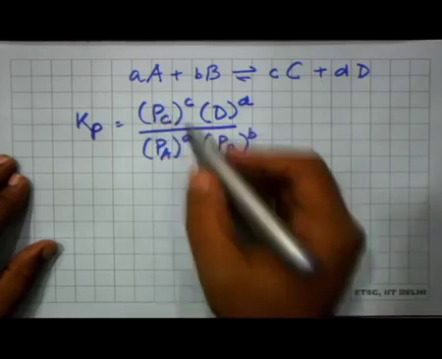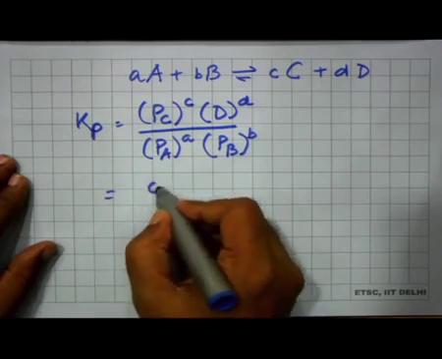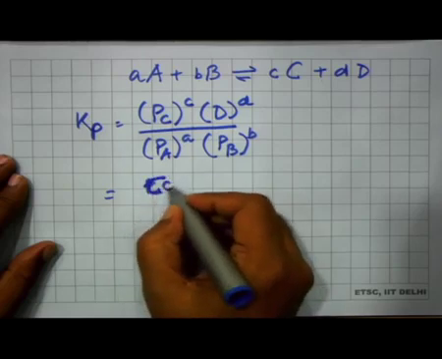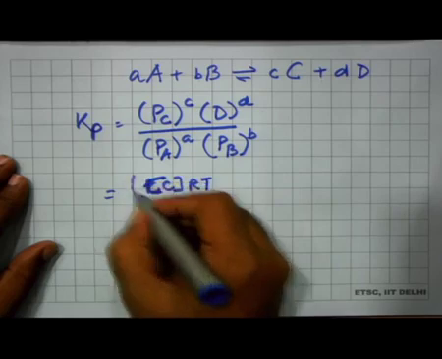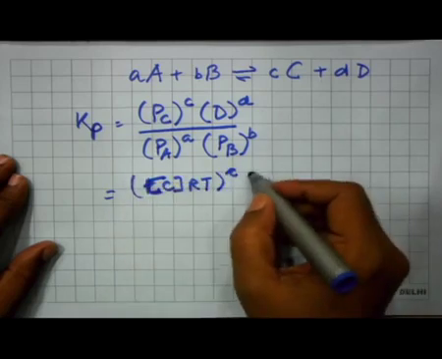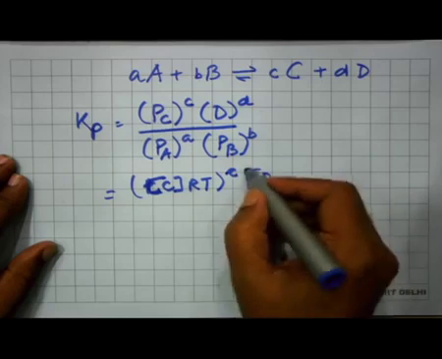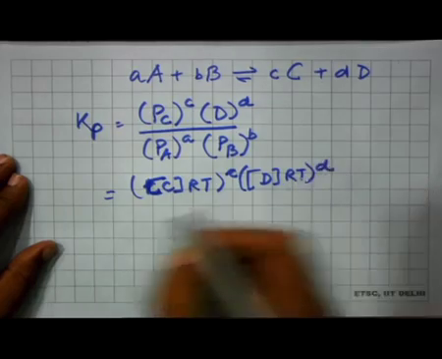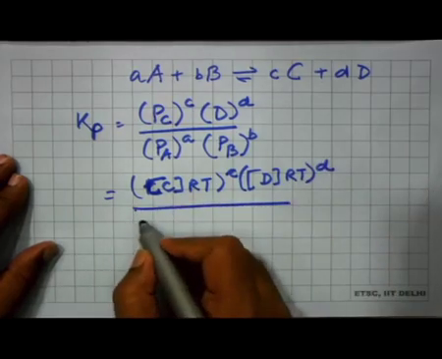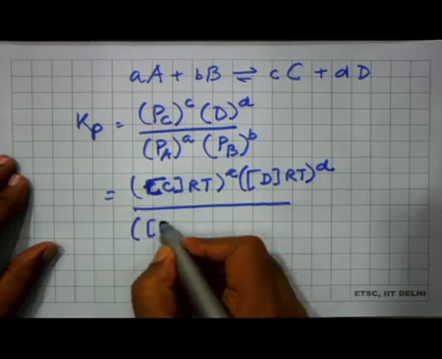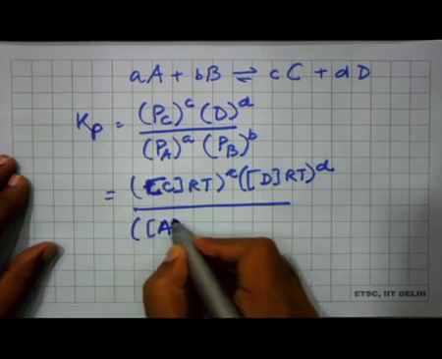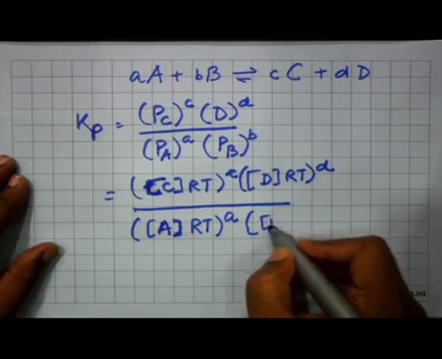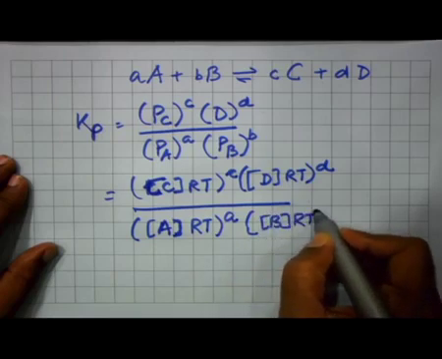And we know that P is equal to CRT. So, we can simply write concentration of C into RT power c, concentration of D into RT power d, divided by concentration of A into RT power a, and concentration of B into RT power b.